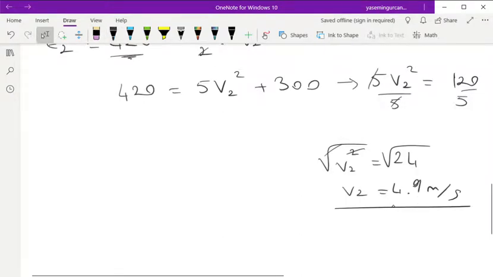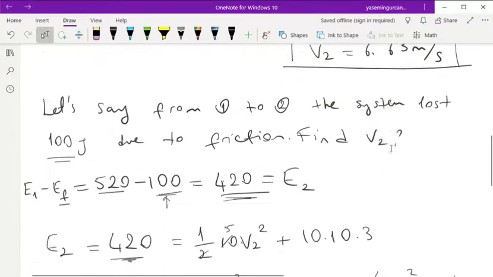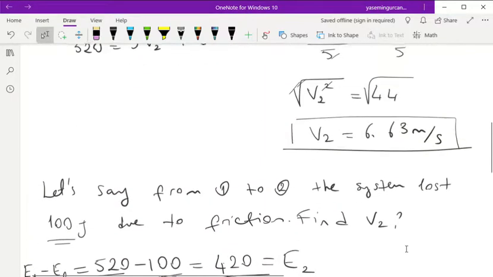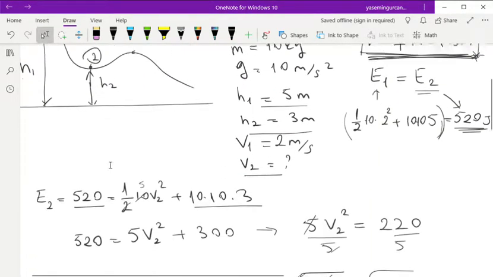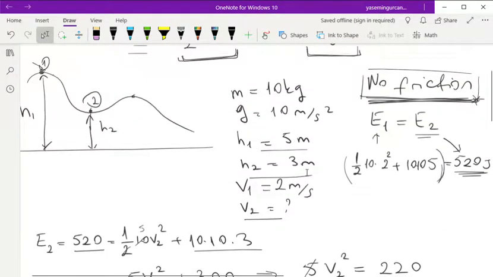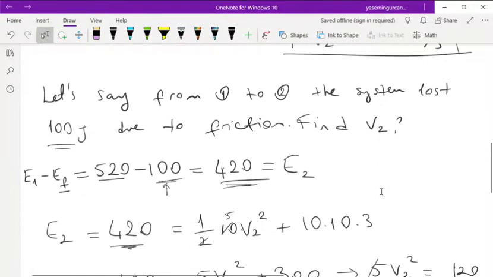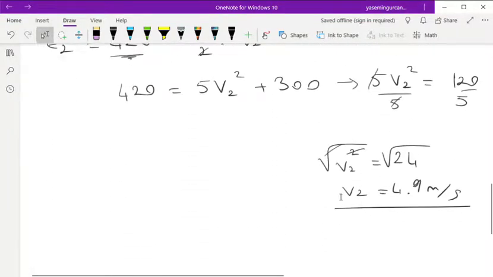So you can see that v2 is less than before. Previously we had 6.6, now we have 4.9. And the difference is because potential energy was 500 at position 1, and now it's 300 at position 2. So the difference is 200 joules, right? Potential energy has dropped 200, and you expect kinetic energy to increase 200 from point 1 to 2. But in this case, because of the friction, it doesn't increase that much. It increases 100 joules less, and therefore your velocity is less at point 2 in the case that you have friction.